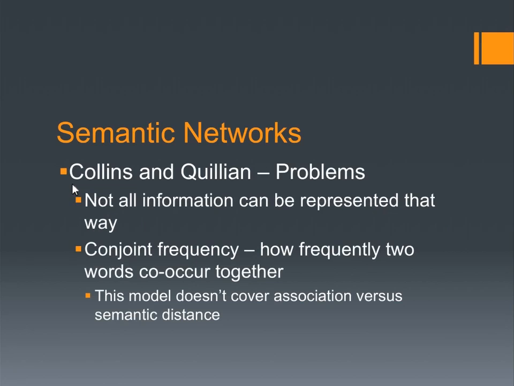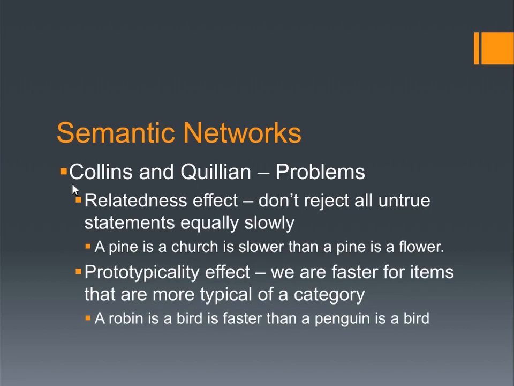Some problems with that early model are that not all information can be represented in that structure. It also didn't capture conjoint frequency, so how frequently words co-occur together. That's association. It didn't separate occurring together because they have the same context from occurring together because they have the same definition. It also doesn't handle the relatedness effect.